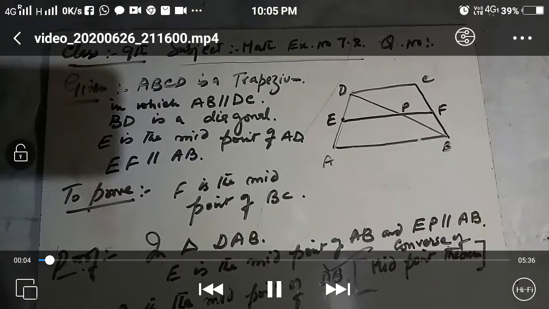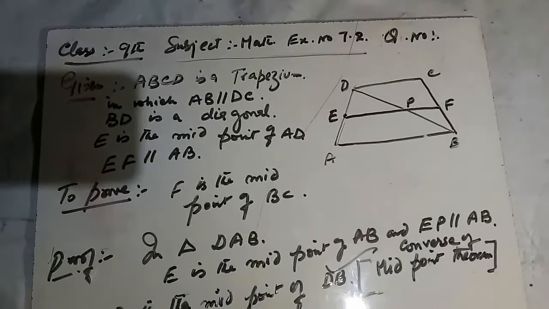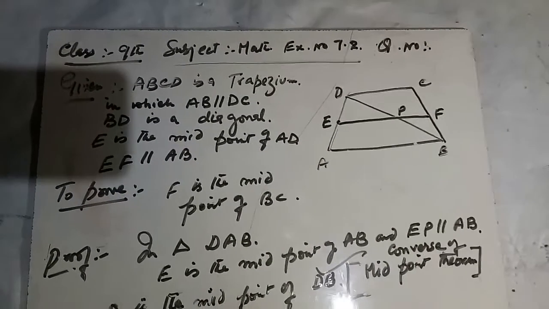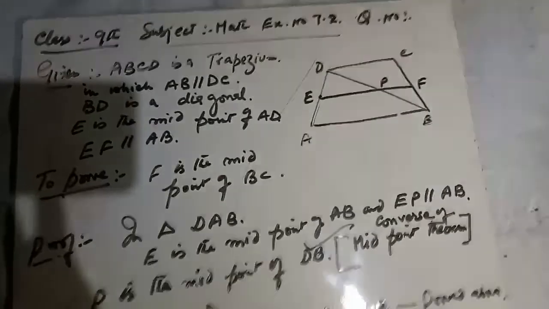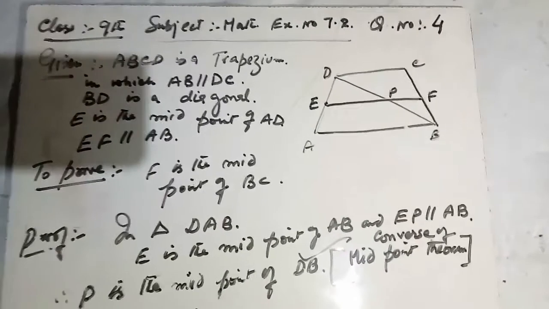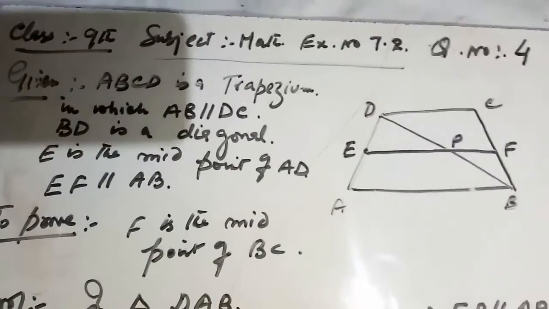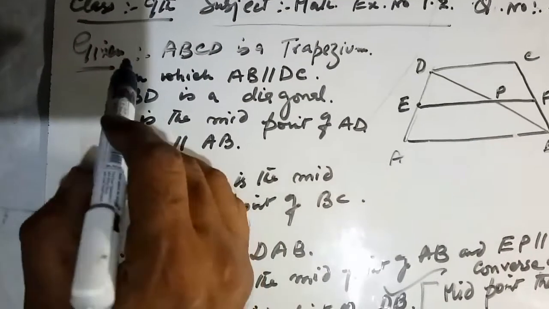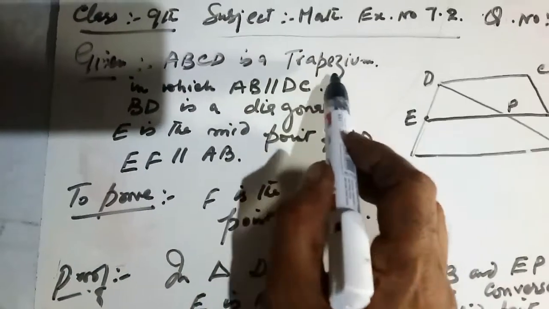Dear students, today we are going to do question number 4 of exercise 7.2, in which it is given that ABCD is a trapezium.